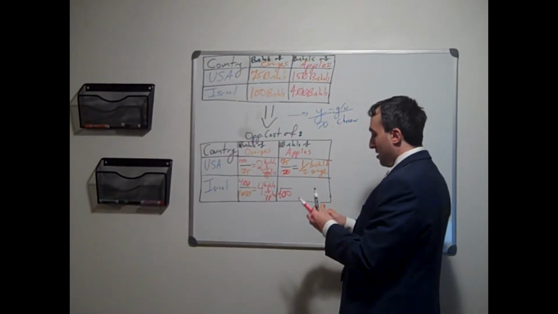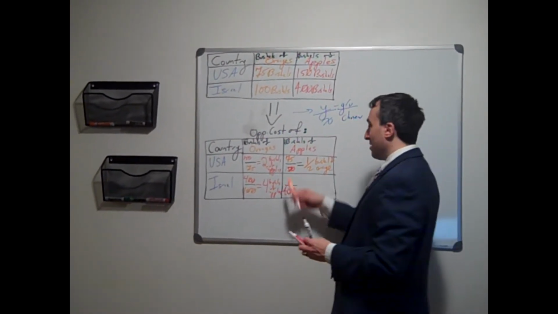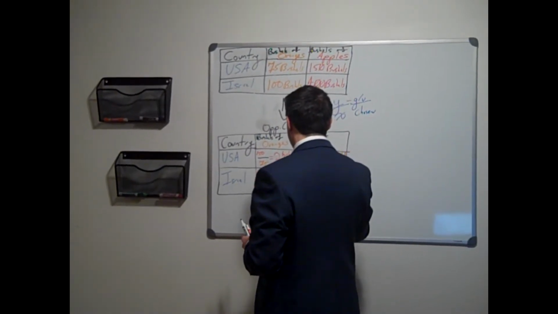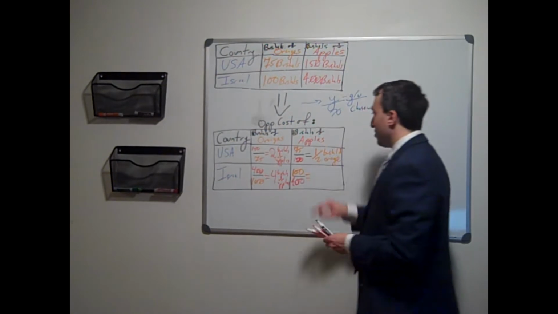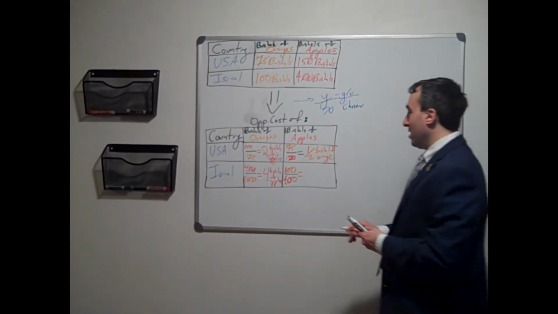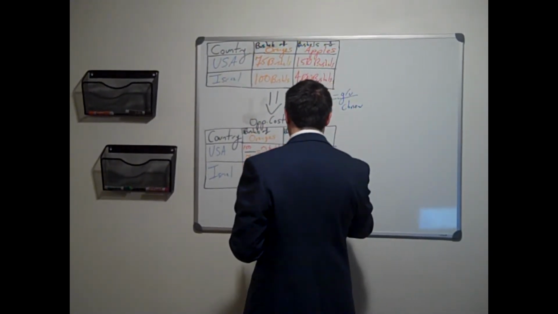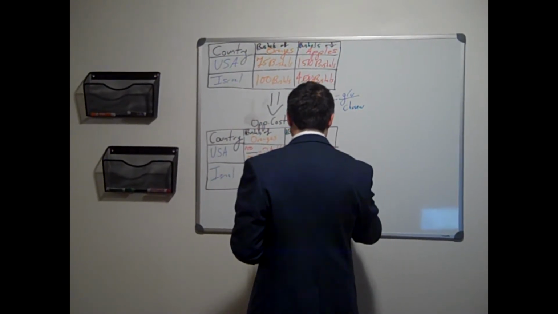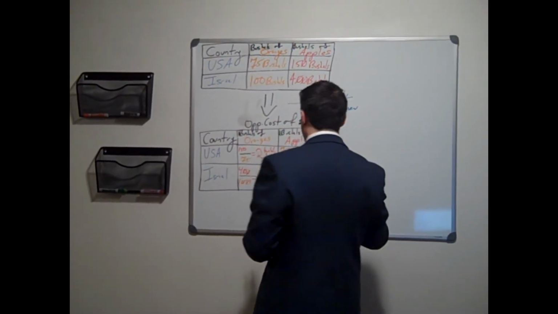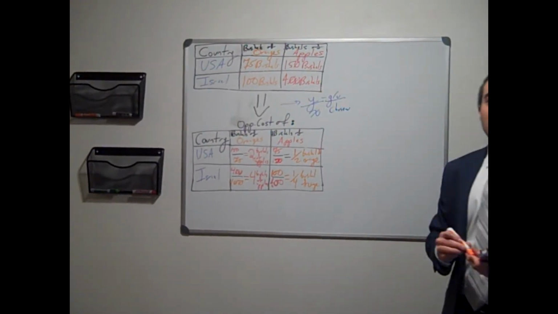And they are choosing apples. By choosing apples, they are sacrificing, they are not producing oranges, which means the opportunity cost of 1 bushel of apple is 1/4 bushel of orange. So now we have all of their opportunity costs.